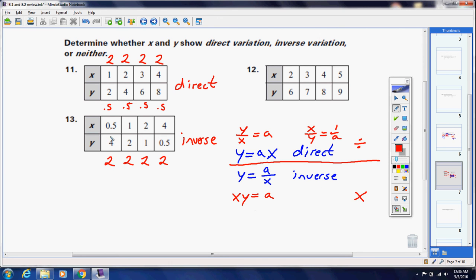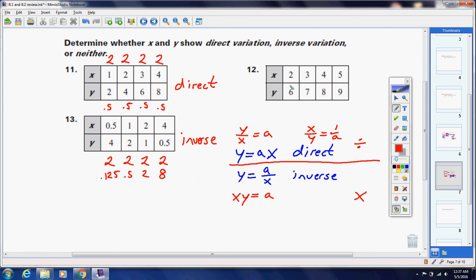Notice if I divided here, 0.5 divided by 4 would be 0.125. 1 divided by 2 is 0.5. 2 divided by 1 is 2. 4 divided by 0.5 would be 8. I'm ending up with different numbers there, so it's obviously not a direct variation when I divide x by y. That is not giving me the same constant, so I know it is not direct here.